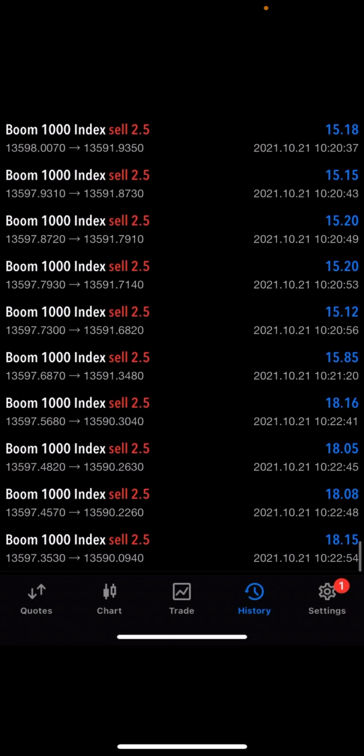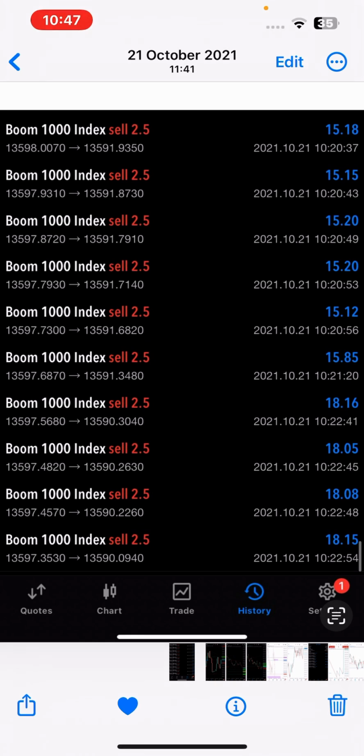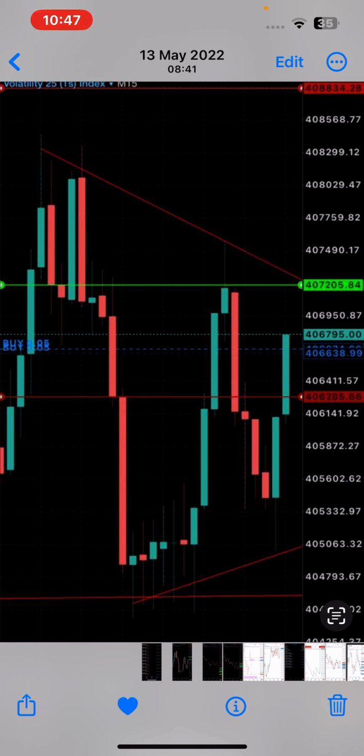This was October 2021. I traded on Boom 1000 index. You can see the results. We also have other trades. This was 13th May 2022. Although this is a screenshot from 2022, you see a lot of lines on this chart. The reason I'm drawing these lines is not to confuse you, right? These lines are drawn to help me analyze the markets and understand them better, and in no time you are also going to be doing all this.